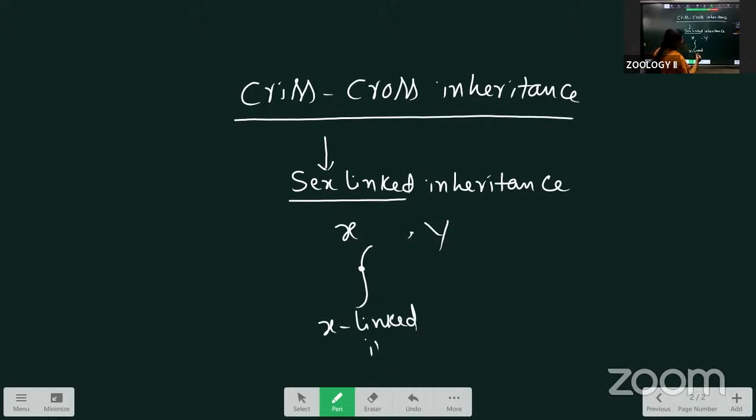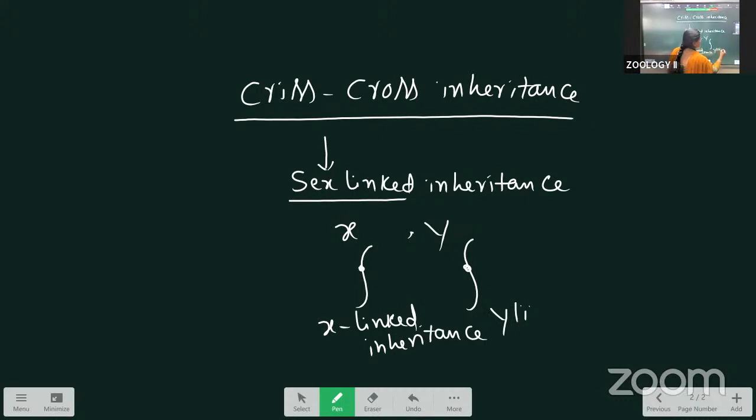X-linked inheritance. If the trait expressing genes are present on the X chromosome, that we call X-linked inheritance. Next is Y-linked inheritance. The expressing genes are present on the Y chromosome. That we call Y-linked inheritance.